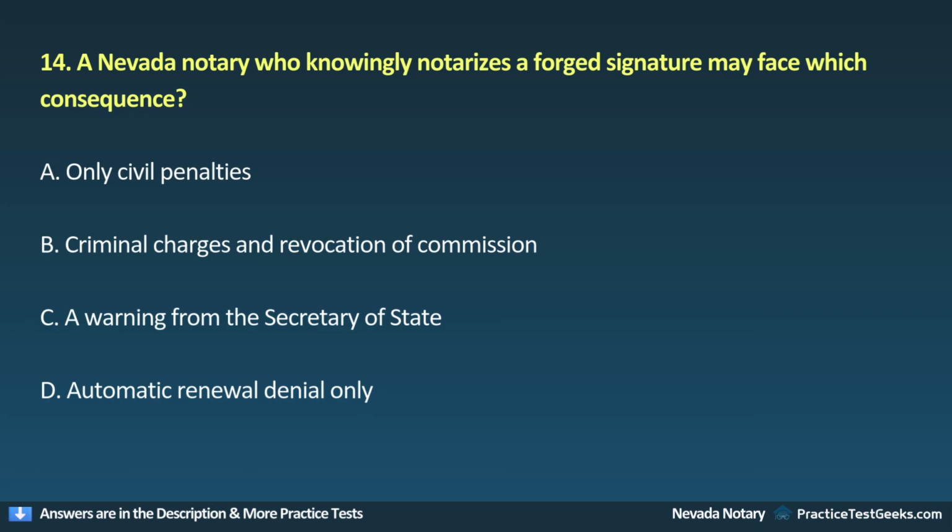14. A Nevada notary who knowingly notarizes a forged signature may face which consequence? A. Only civil penalties. B. Criminal charges and revocation of commission. C. A warning from the Secretary of State. D. Automatic renewal denial only.